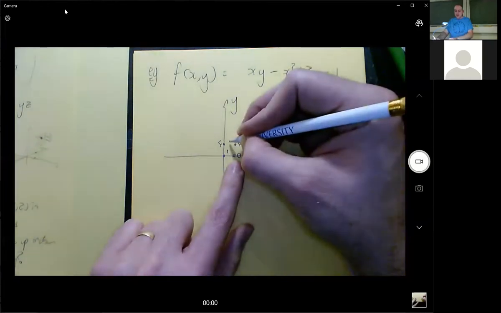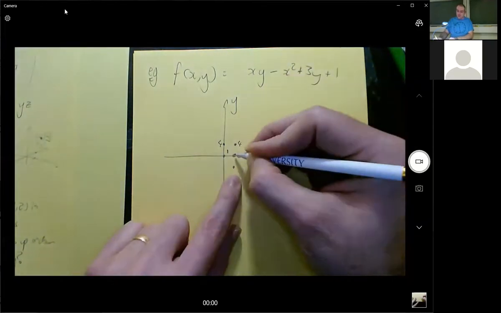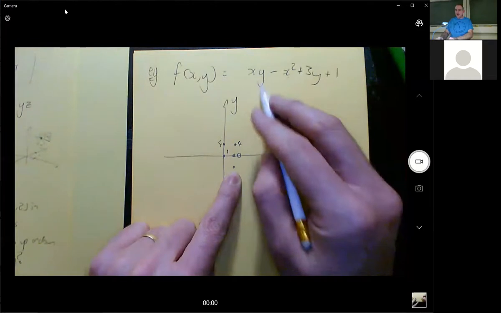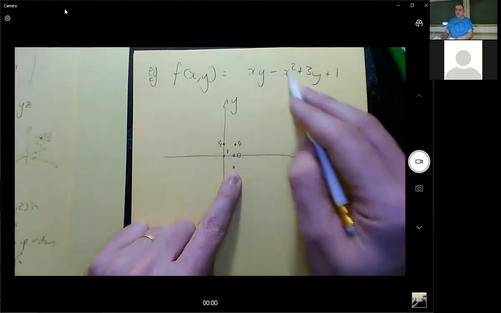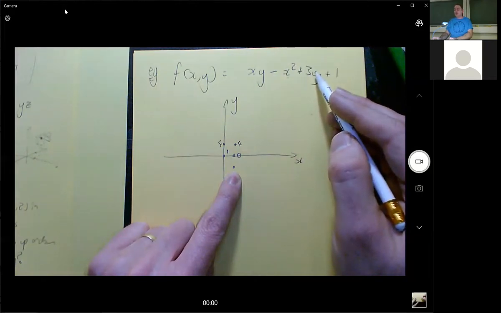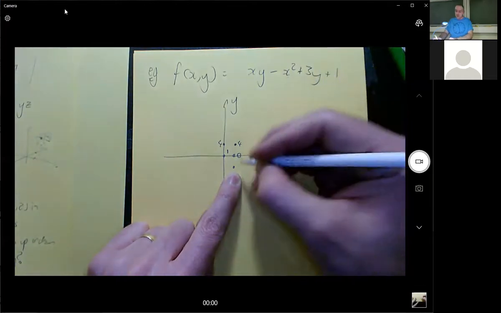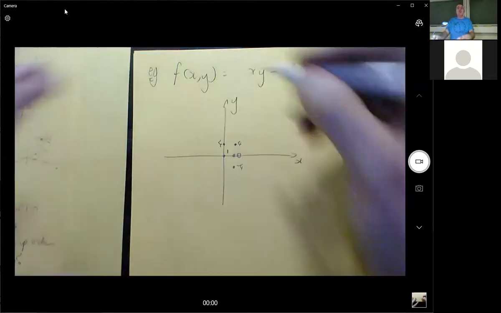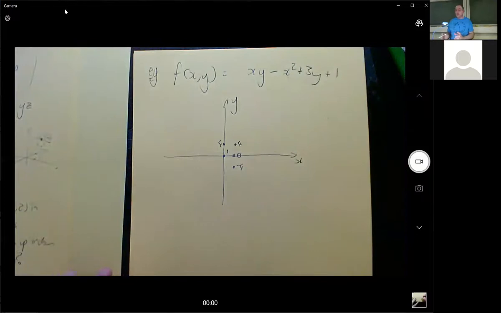And here at 1, minus 1, I get minus 1 minus another 1, which is minus 2, plus 3 times minus 1. So now we're at minus 5, so it's minus 4. And every point has a number that's attached to it.